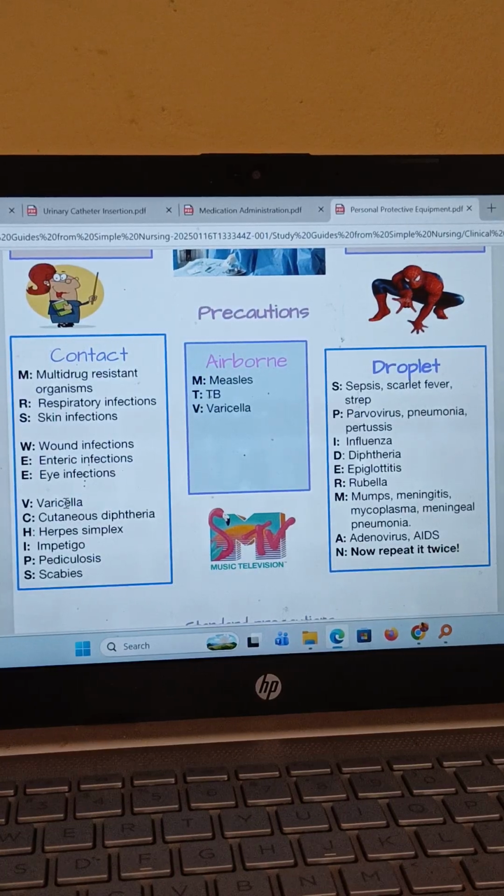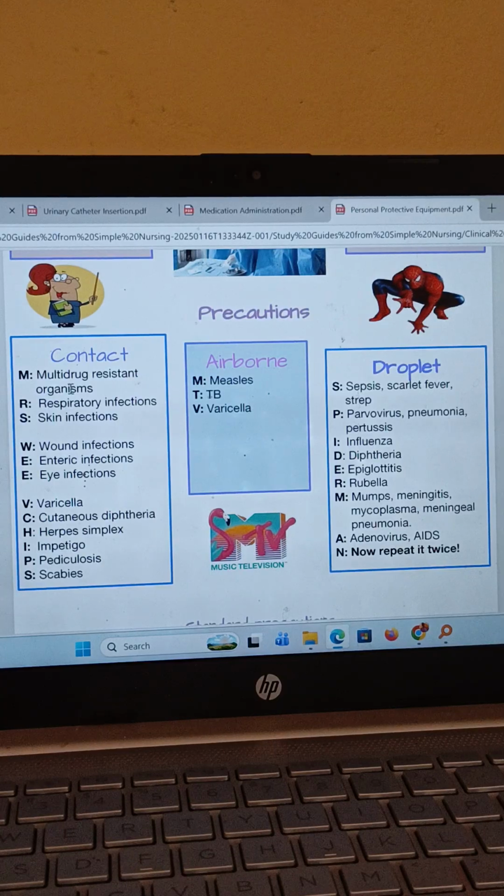For this we use the mnemonic MRS WEE VHIPS, the way it's listed over there. For contact precautions, we have multi-drug resistant organisms. We talk of respiratory infections, skin infections, wound infections, enteric infections, and also eye infections. Not forgetting varicella. Cutaneous diphtheria is also part of the contact precautions. Then herpes simplex, then impetigo, pediculosis, not forgetting scabies.